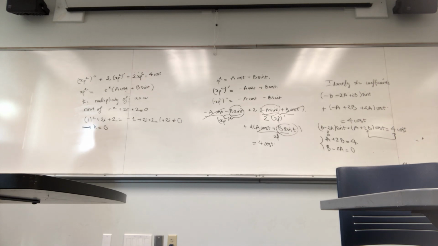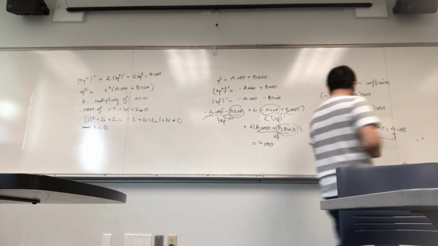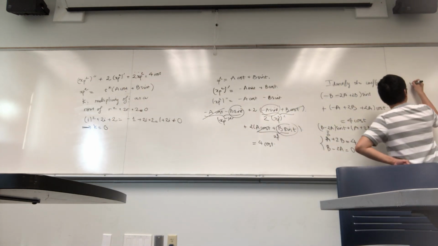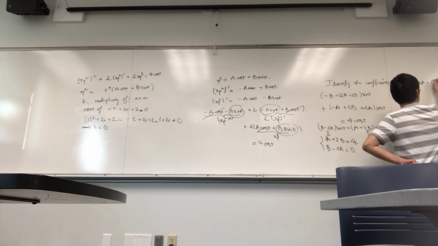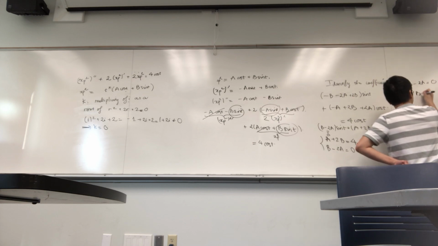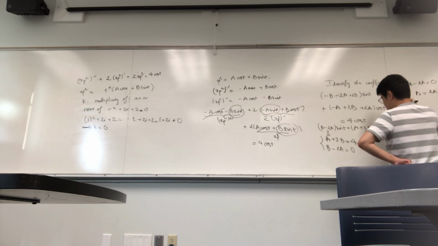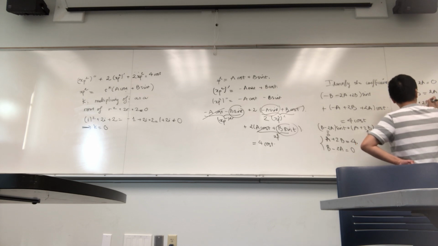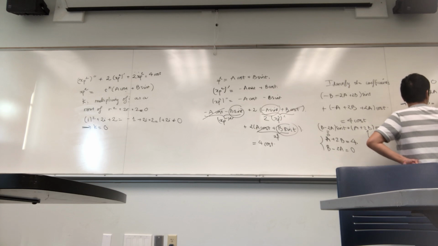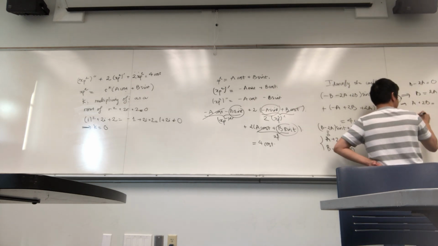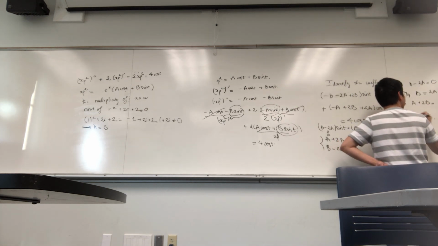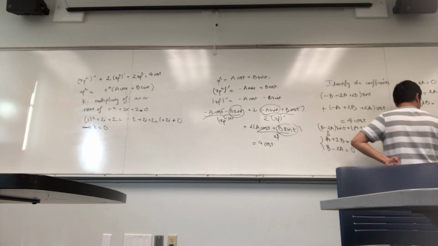You can set b equal to 2a and then plug in 2a. So basically, b minus 2a is 0, which means that b is equal to 2a, which means that a plus 2b is a plus 4a, and this is 5a, and this is equal to 4. So a will be 4 over 5, and b will be 8 over 5.